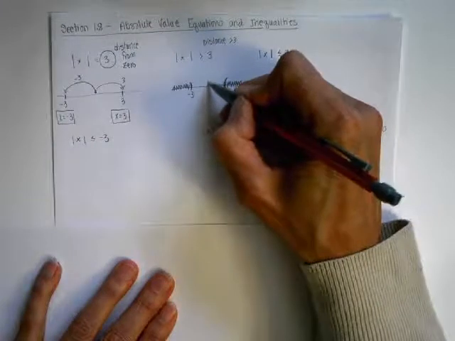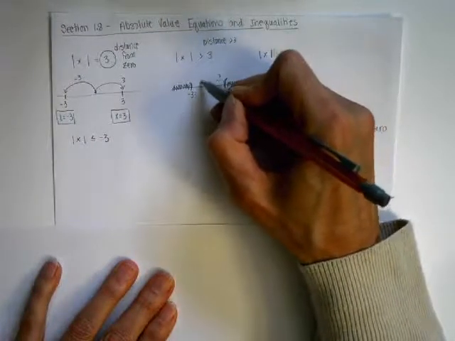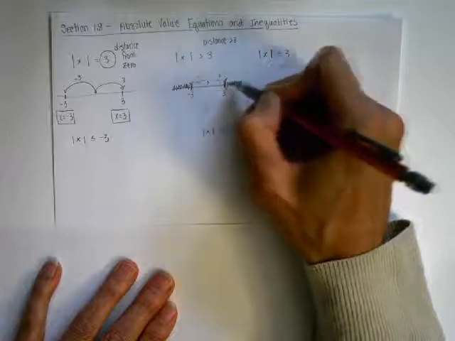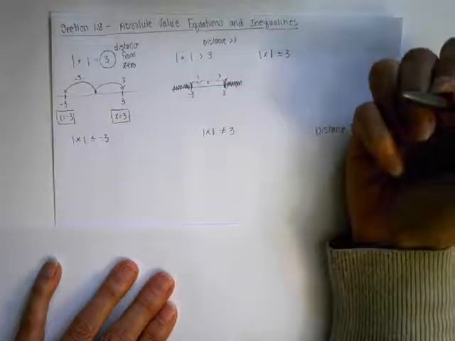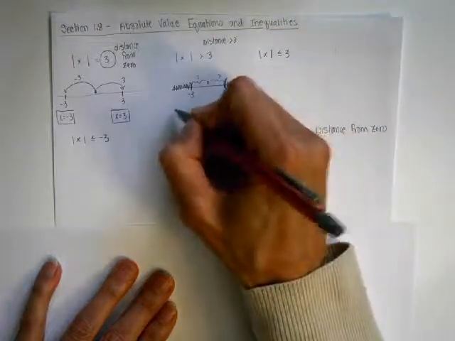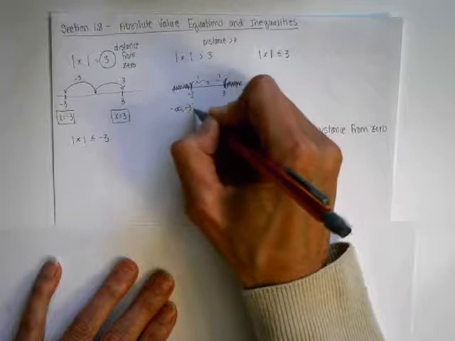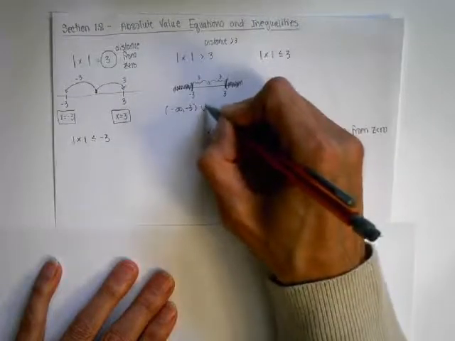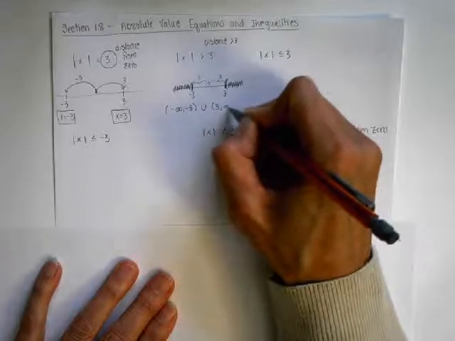Because if 0 is in the middle, and this distance right here is 3, and this distance right here is 3, then this is more than 3 away, and this is more than 3 away. So the interval notation for that would be negative infinity to negative 3, and then sometimes we say union or, and 3 to infinity.